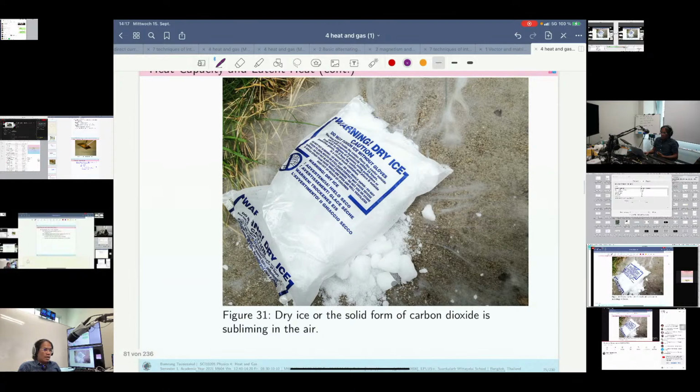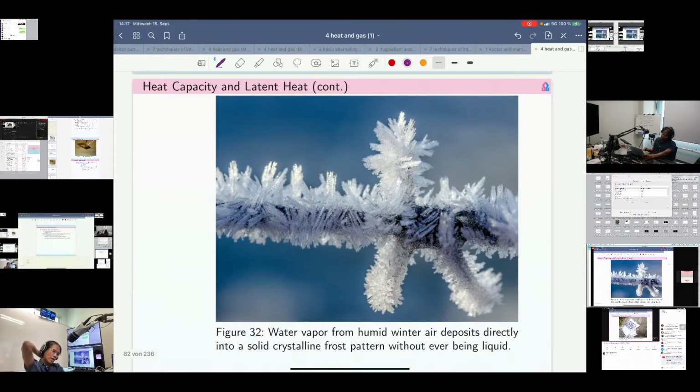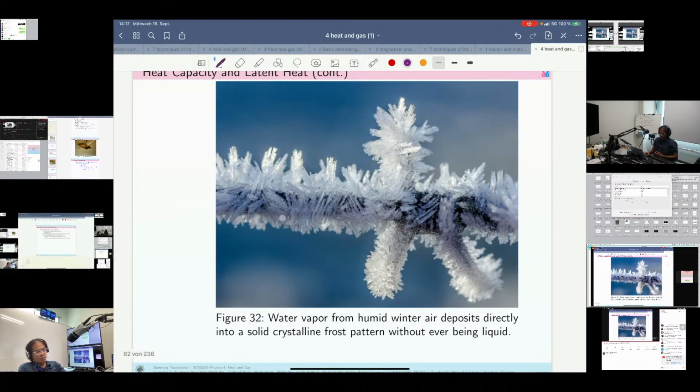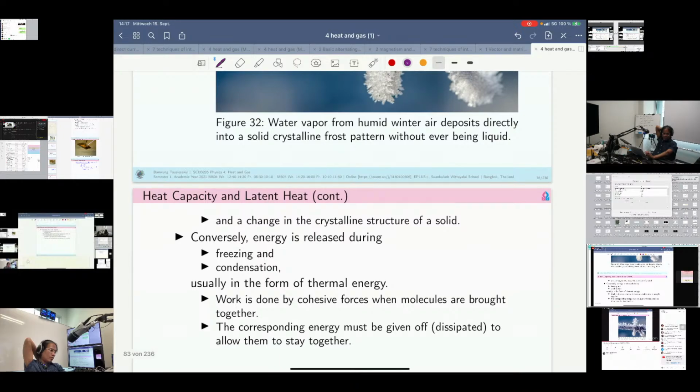And anything else? Water vapor from humid winter air deposits directly into a solid crystalline form without ever being liquid. Okay, the vapor can also be transformed into ice crystals, a kind of snow, but it's not snow. It's like snow. Without first being in liquid form. That's also possible if you live in a very, very cold country, but it would not take place in Thailand.